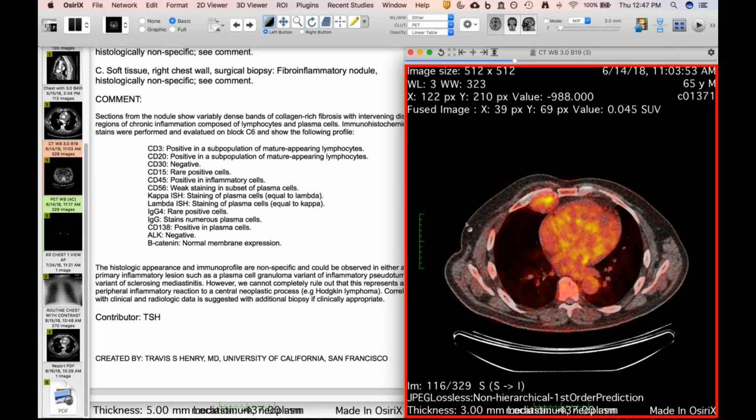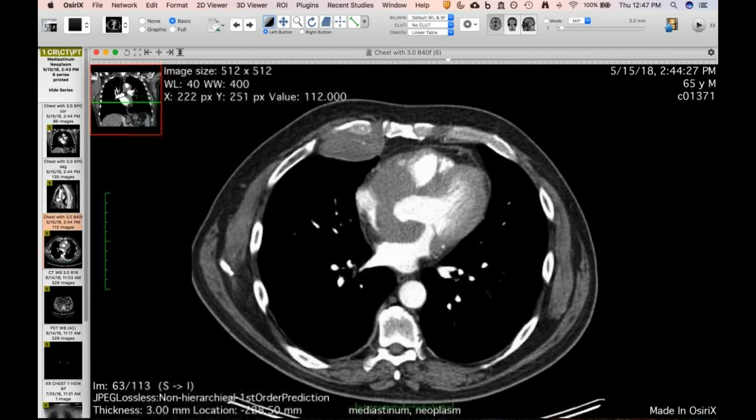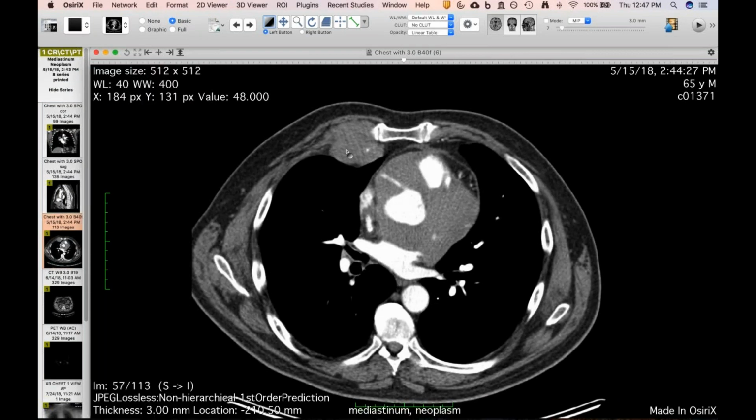So can you go back to the original CT and tell me what sort of attenuation was in the anterior mass in the chest wall there? This one? Yeah.